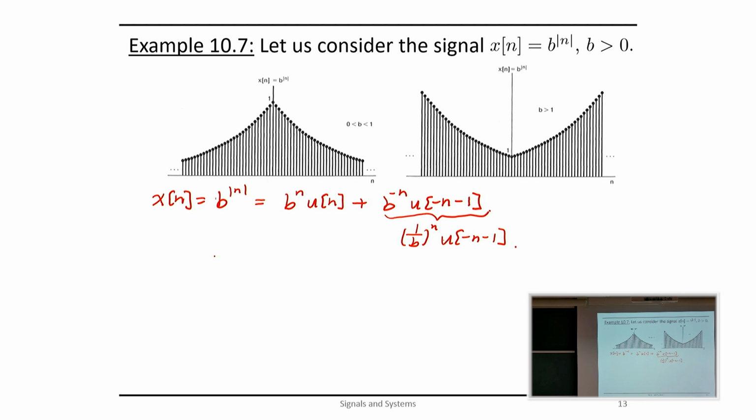So then by directly applying the results in examples 10.1 and 10.2, you have the first term equal to z over z minus b, minus the second term, which is z over z minus 1 over b. Okay? And the region of convergence for the first is z greater than b. And the region of convergence here is z less than 1 over b.